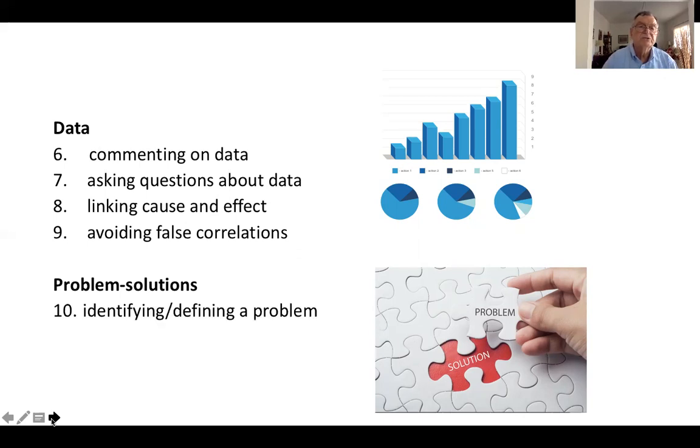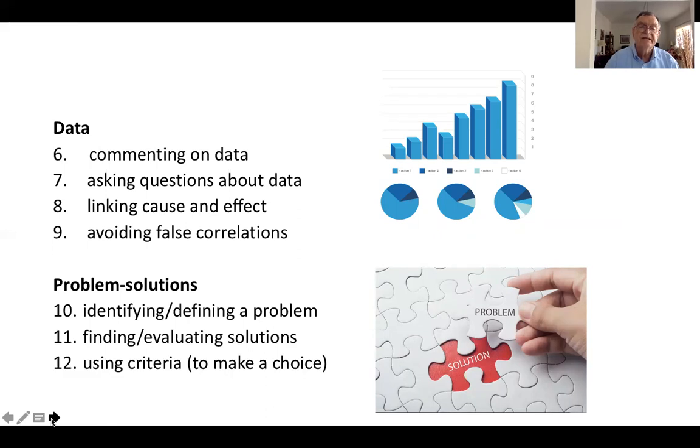Some problem solution skills: identifying a problem, finding and evaluating solutions, using criteria to make a choice. So for example, if you had to buy a new car, you might choose criteria like price, reliability, color, a safety record, and so on and so forth. And then you might want to rank those criteria, which is the most important for you.